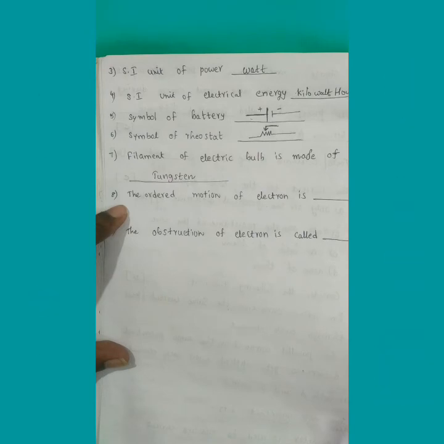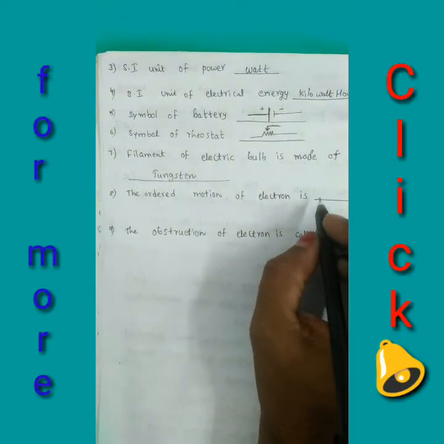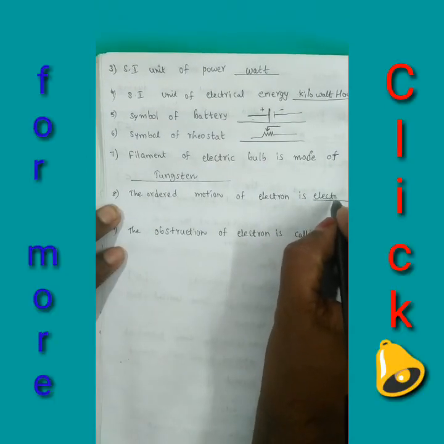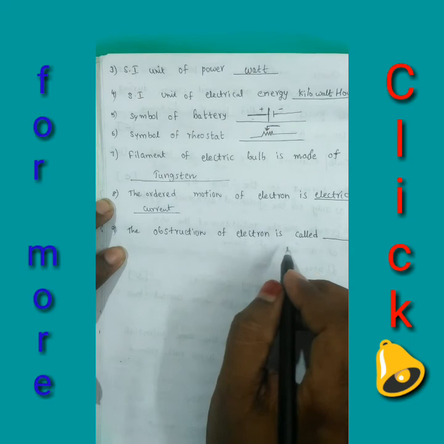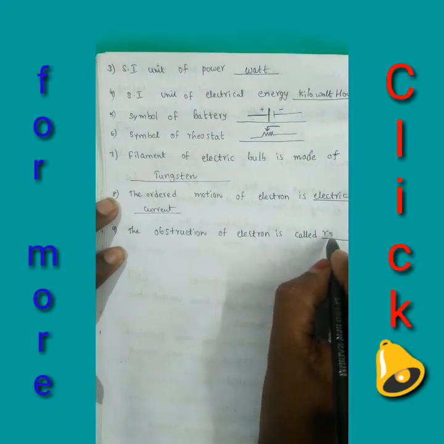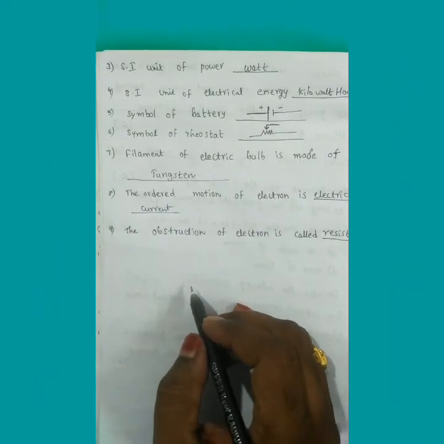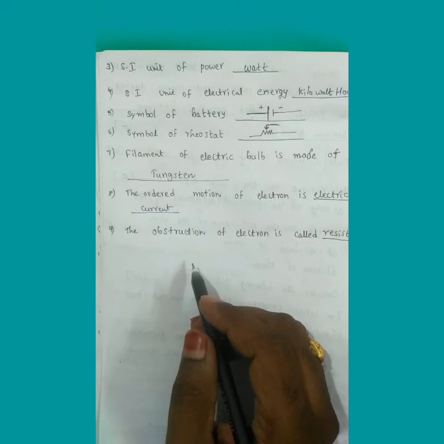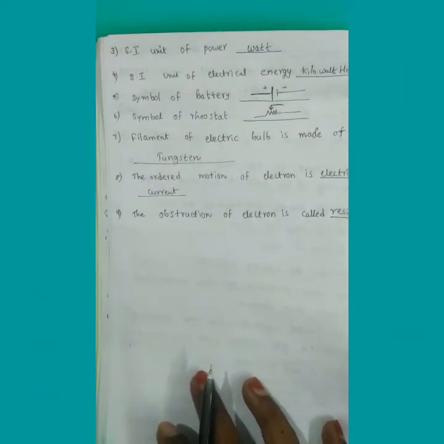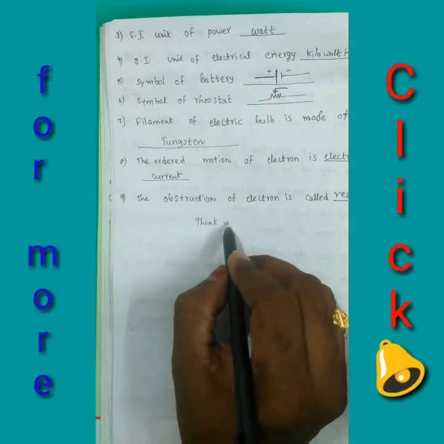The ordered motion of electrons is called electric current. Suppose the electrons are in ordered motion, then that is called electric current. And the obstruction of electrons is called resistance. Suppose any material is opposing the electrons, that means it has some resistance. Okay, the materials which allow electrical conductivity are called conductors. I think this is the important point.